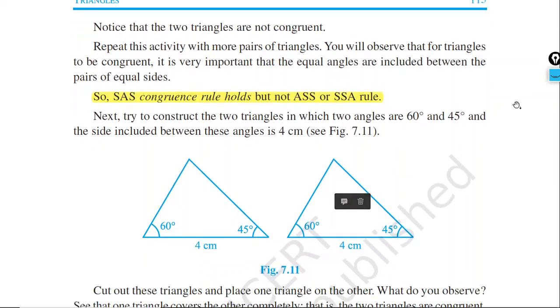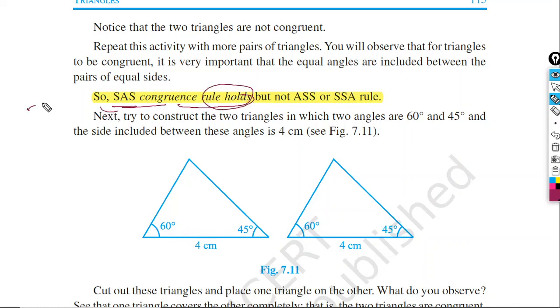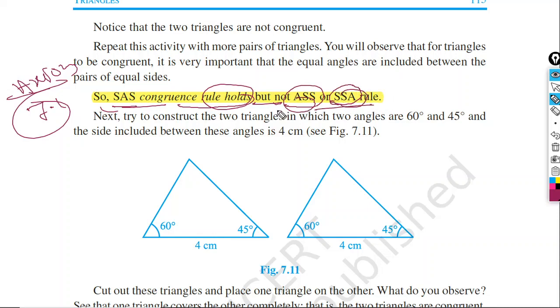Yes, this is what is here. The side angle side congruency rule holds, that is axiom 7.1. But the angle side or side angle rule does not hold good. Okay, this is wrong. Only this holds. So side angle side is correct, and angle side or side angle is not correct. This rule will not hold.